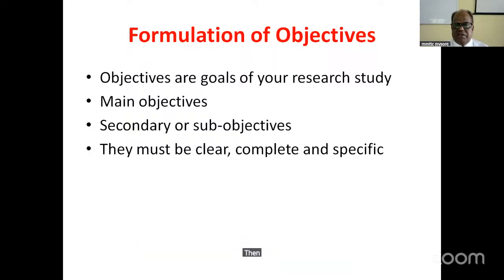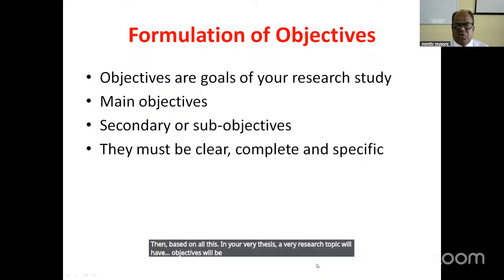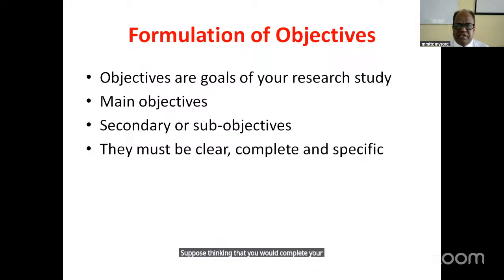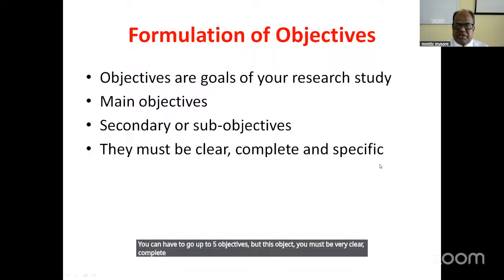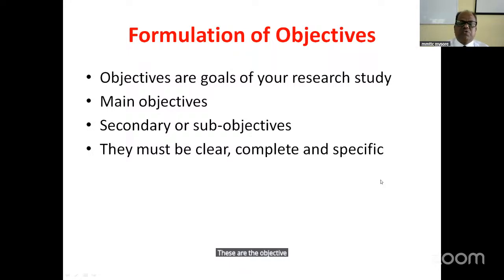Then based on all these, every thesis, every research topic will have objectives. 1, 2, 3, maximum 3 objectives will be there. Suppose, thinking that you would complete your PhD work in 3 years, one objective for 1 year, you can have 3 objectives. You can go up to 5 objectives, but these objectives must be very clear, complete, and specific. These are the objectives for which you are going to find the solutions.